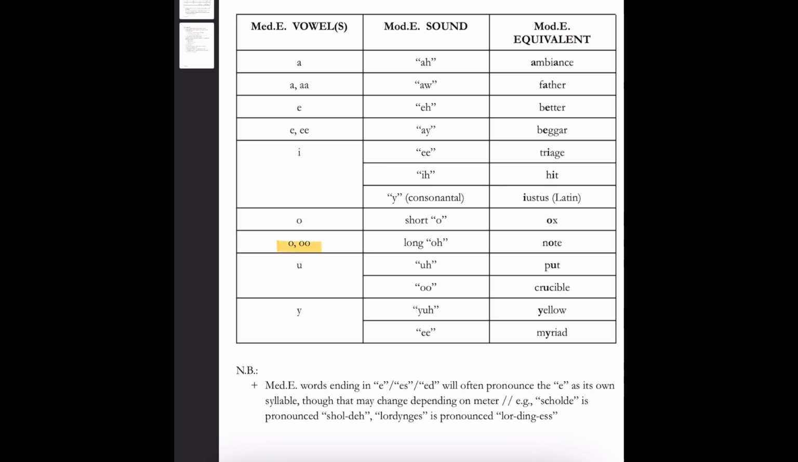A double O, sometimes it's a single, but often with a double, it'll be a long O sound, as in note. So remember, a single O will be like an ah. A double O, sometimes represented as a single, but more often as a double, will be as in note. Okay? You might be detecting a pattern here. If it's a single vowel, more likely to be a shorter sound. Double vowel, likely to be that kind of longer sound.